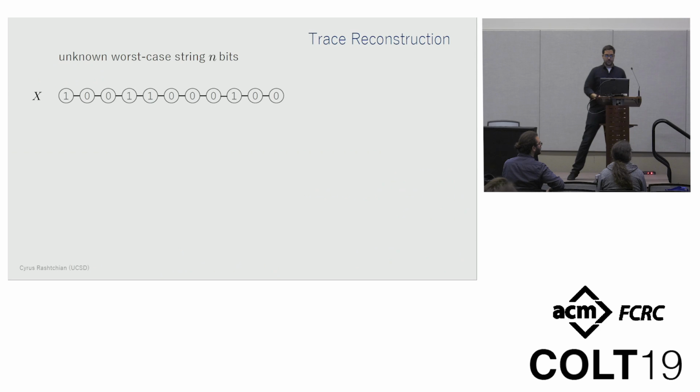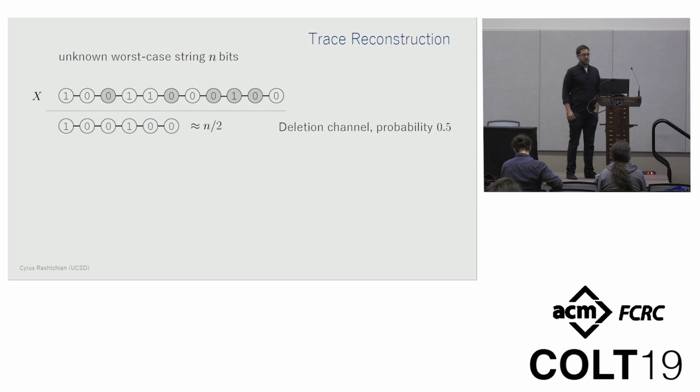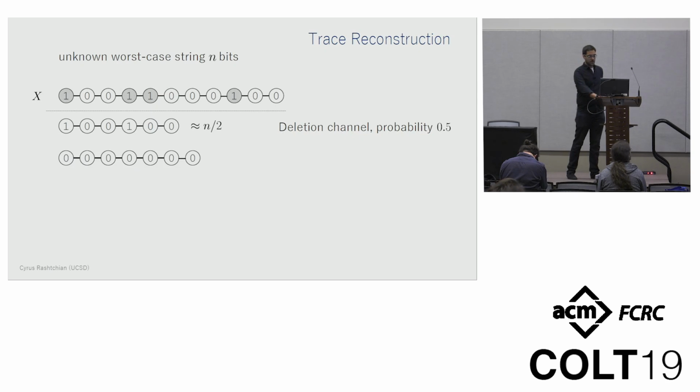So the starting point for our work is the classic trace reconstruction problem on strings, where there's an unknown string on n bits, and the goal is to recover it with samples from the deletion channel, where each bit is deleted independently with probability half. A sample looks like this: you take a subsequence of the bits that remain and you concatenate them. So you lose all information about the positions of the deleted bits. And this process repeats, and you can get more samples.